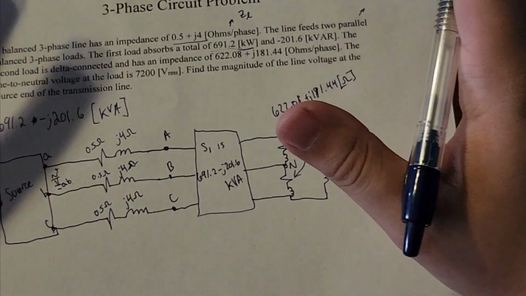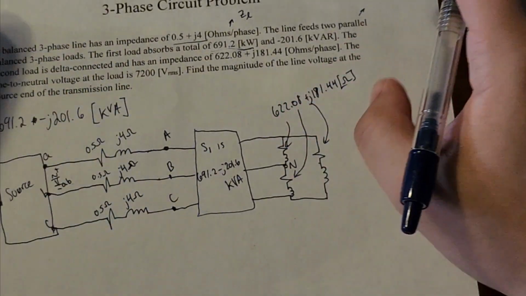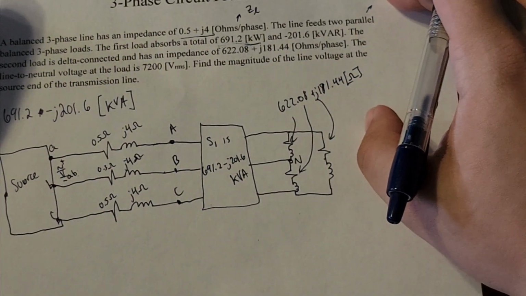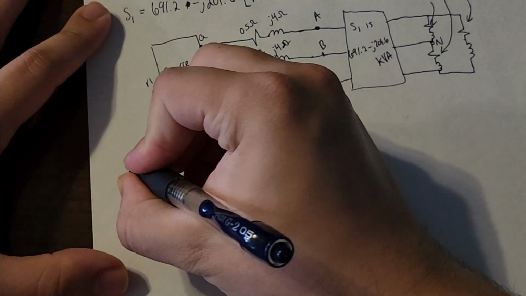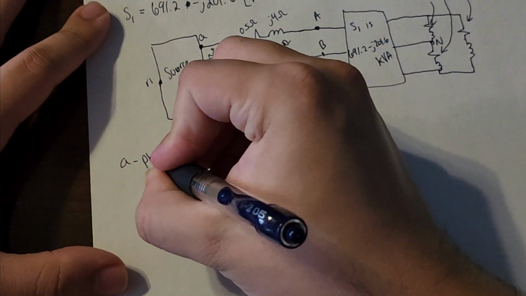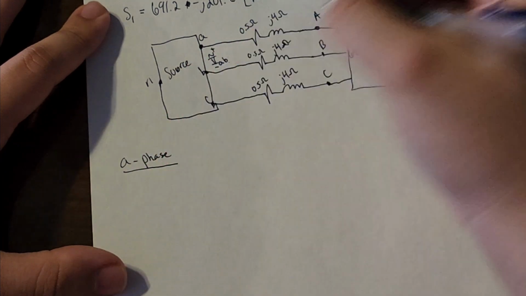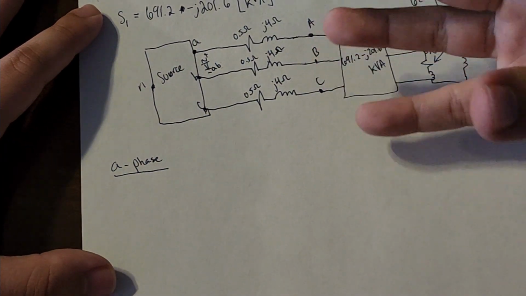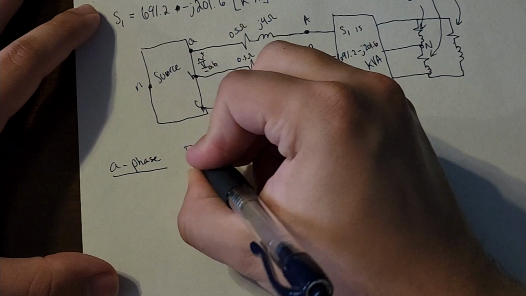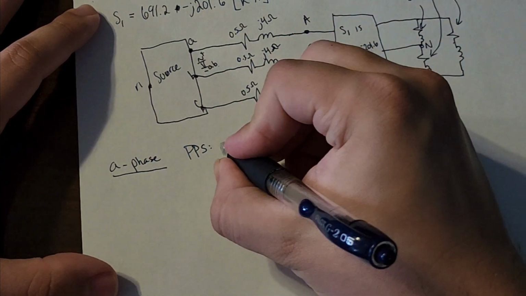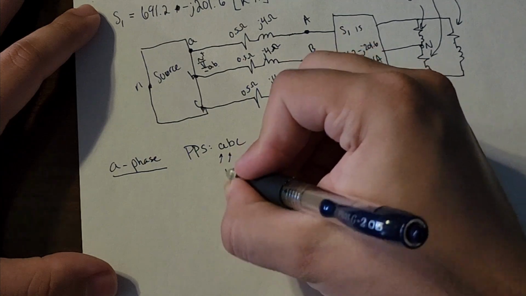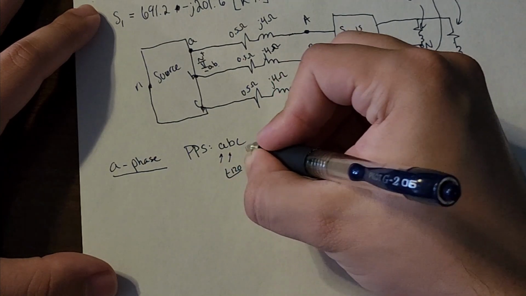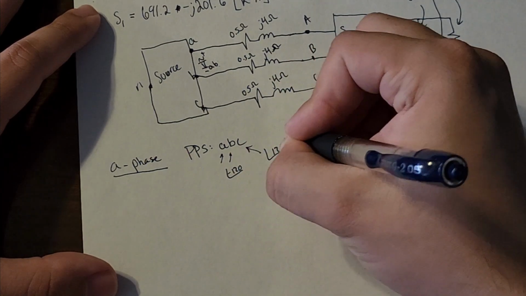But remember at the very beginning, I want to get this in single phase. Well, what does that mean? Well, I only want to deal with the A phase for now, because that is our reference phase. I'm going to assume we are in positive phase sequence. So we're in PPS here, positive phase sequence, which is ABC. So we let A be our reference. B is angle negative 120, and C is positive angle 120.